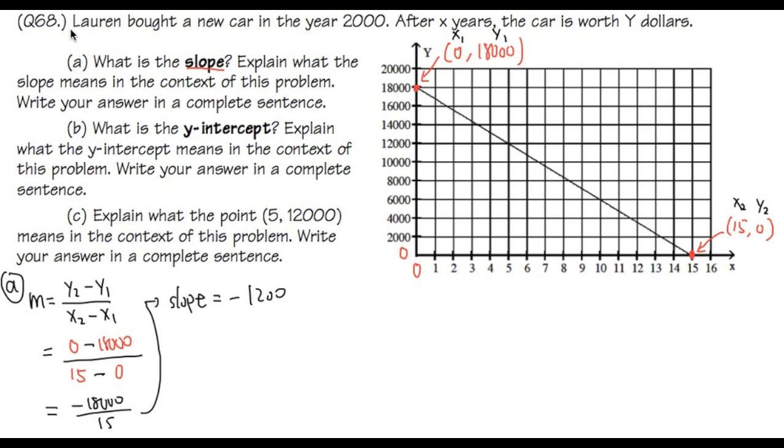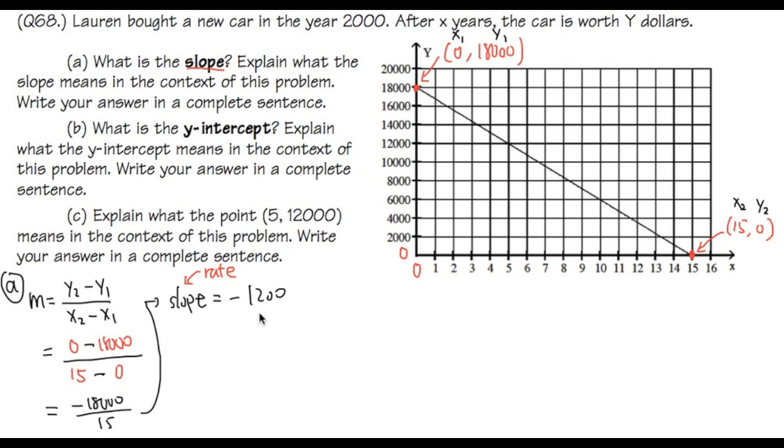You can just use the calculator to do negative 18,000 divided by 15, and you will get negative 1200. The question is also asking us to explain the meaning of the slope. The slope represents a rate. In our context right here, we're talking about the value of the car. And as you can see, the slope is negative 1200. So that means the value of the car is decreasing.